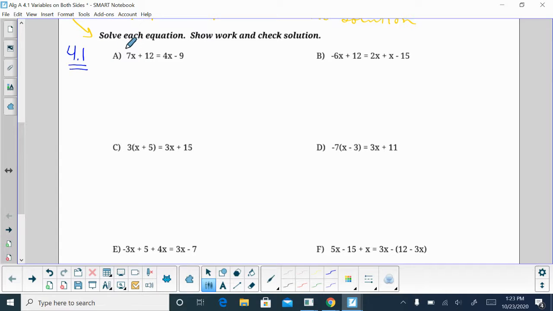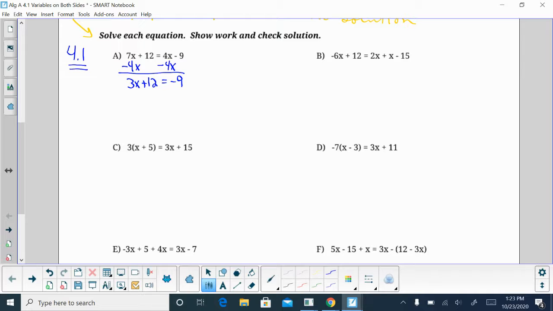I prefer to have my variables on the left side, so in that case, I need to move this 4x over here. But right now, this is a positive 4x, so in essence, to move it over, I'm going to do the opposite. I'm going to subtract it from both sides. And now combining like terms, 7x minus 4x is 3x. Nothing to combine with 12. Equals 4x minus 4x is no x, and now a negative 9.